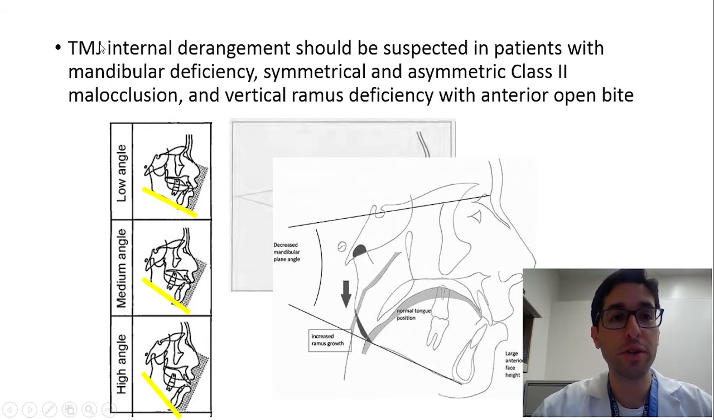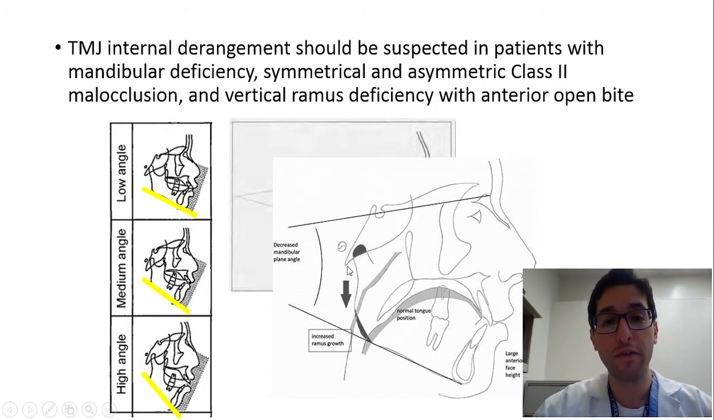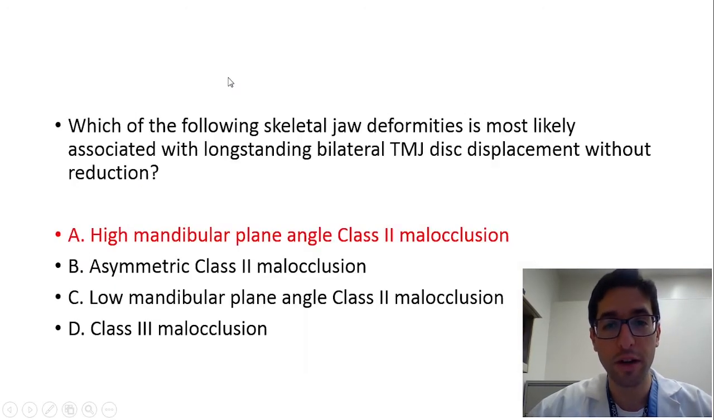So let me read this to you. TMJ internal derangement should be suspected in any of the following situations: mandibular deficiency, yep, short mandible, symmetric and asymmetric class 2, so we already talked about that, vertical ramus deficiency, and anterior open bite. And all that totally makes sense based on everything we just said. If you have a short mandible, you open up your angle, and if you open up your angle, you get an anterior open bite, and you're going to get vertical ramus deficiency and mandibular deficiency. It all totally makes sense, and it all comes together very nicely.